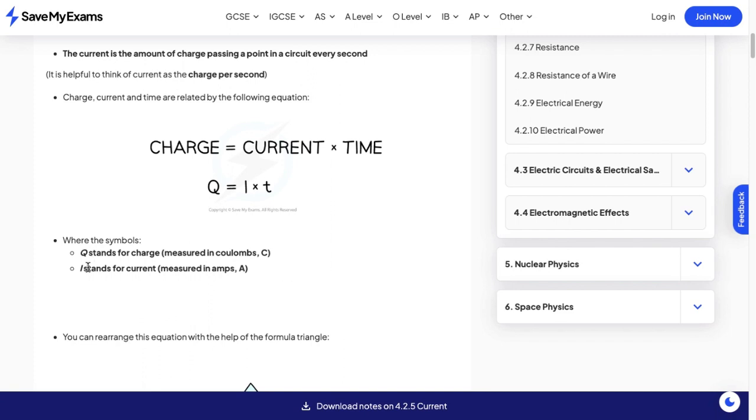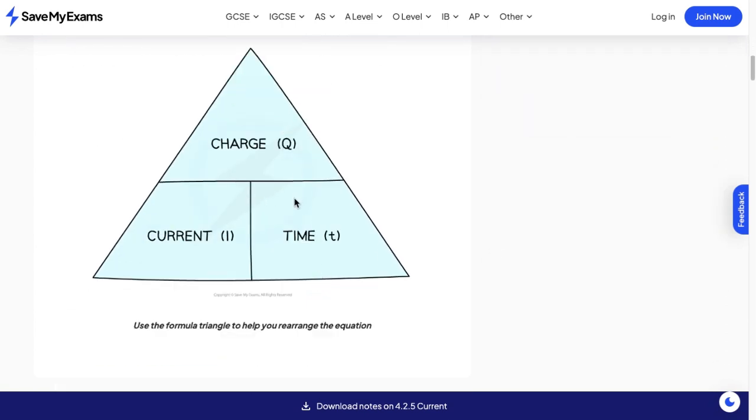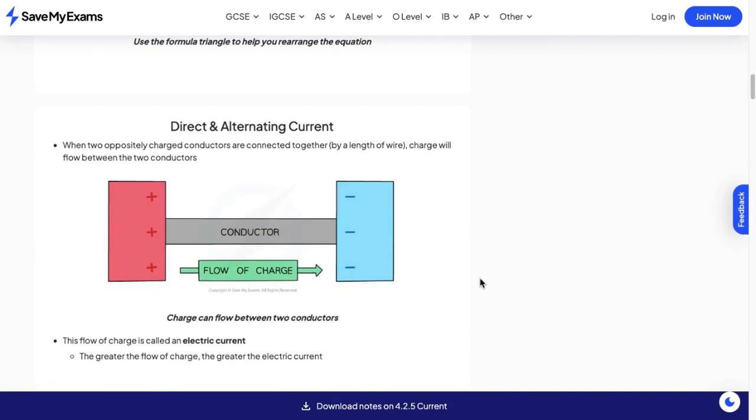Okay, so we have defined the quantities. I've already told you what Q stands for. Q is charge, which is measured in coulomb, and I stands for current, which is measured in ampere, which is capital A. Now here is the triangle for the formula which I demonstrated already. Current, symbol I, is the charge, symbol Q, divided by time, symbol T. If you're looking for time, it is charge divided by current. And if you're looking for charge, you say current times time. So we already know how to apply this type of triangle.